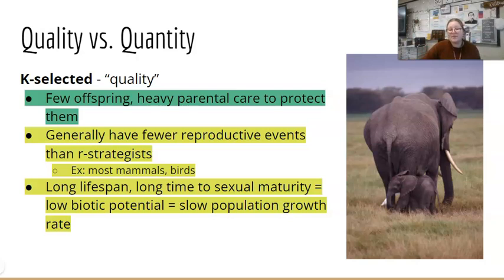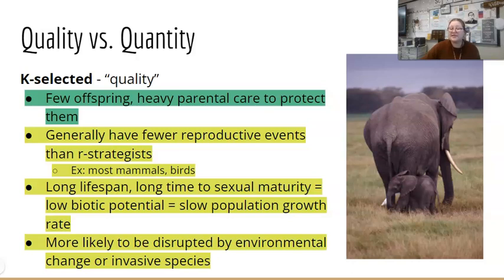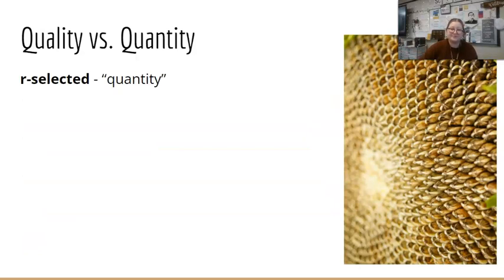That means they have a low biotic potential, which means a slow population growth rate. And they're more likely to be disrupted by environmental change or invasive species. Think about what type of species that relates to from our last lesson, talking about specialists versus generalists. Remember, it's a spectrum, but there are some similarities.